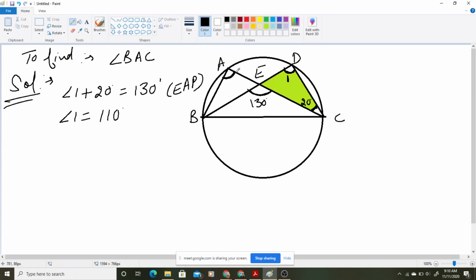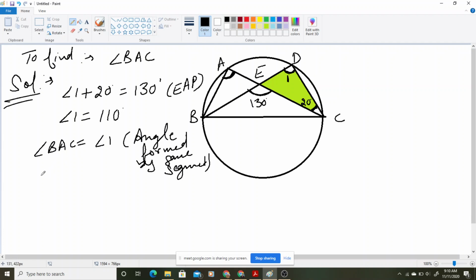So we need to find angle BAC. Now look at this angle BAC. Is it equal to angle 1? क्या ये 1 के equal है? Yes. Angle BAC is equal to angle 1, 110 degrees. Why? Angle formed by the same segment, or angle in the same segment you can write.